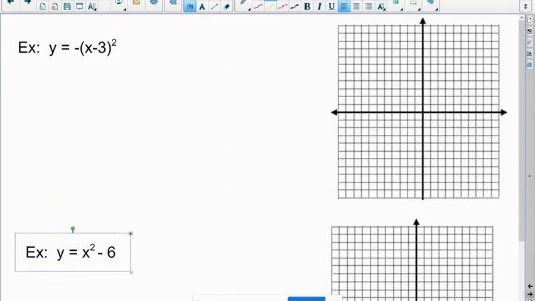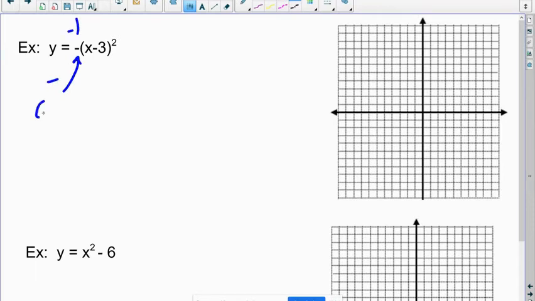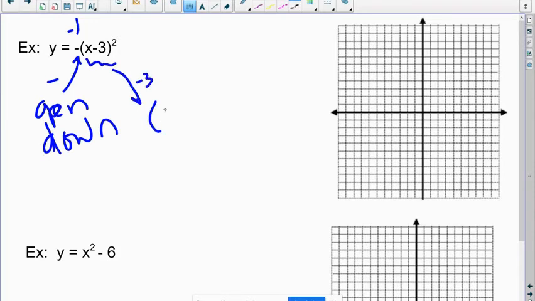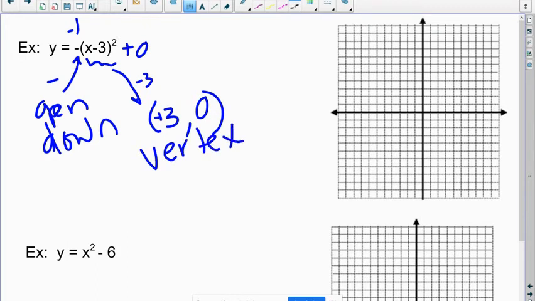Let's try another one. Let's say I have y equals negative (x minus 3) squared. So this negative sign on the outside is really like a negative 1. So because it's negative, we know it's going to open down. The minus 3 on the inside, we always do the opposite. So since this is a minus 3, I'm going to put a positive 3 inside my vertex. And since nothing is after the parenthesis, I'm going to imagine that there's a plus 0 there. So my vertex is going to be at positive 3, 0.